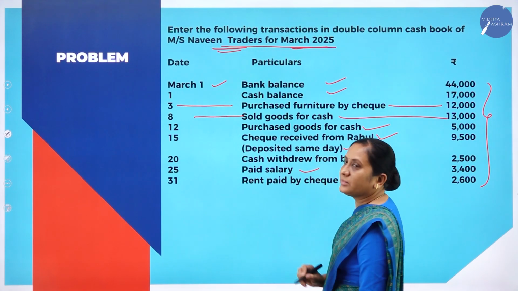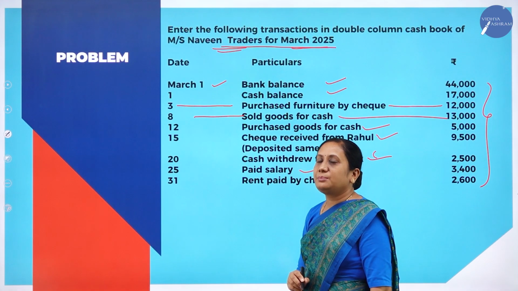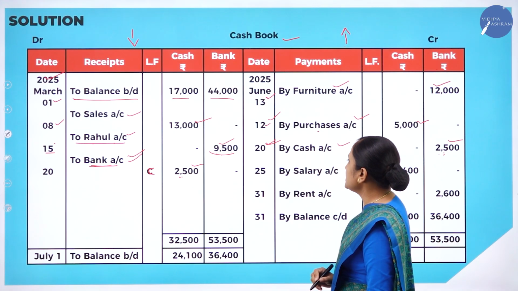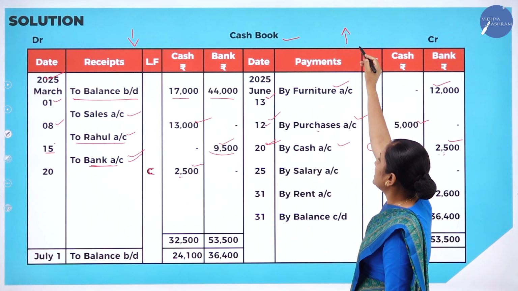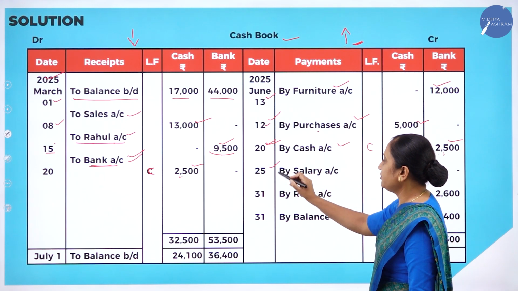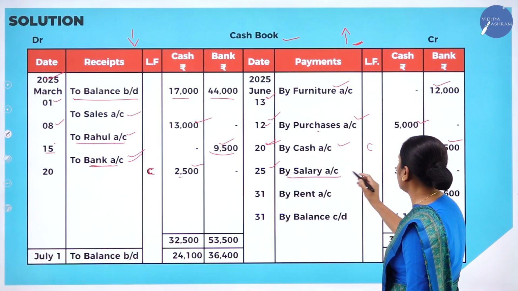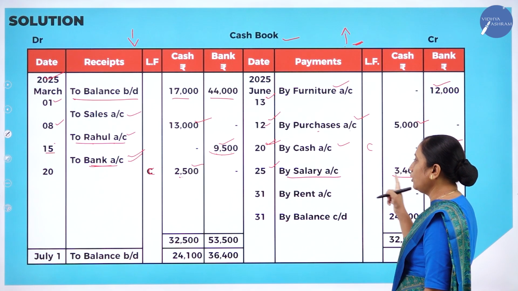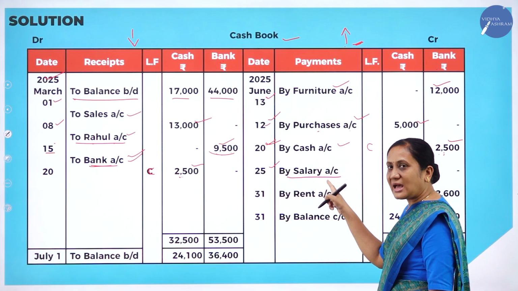Paid salary. The company is paying salary to its employees. Okay, when the company is paying salary, what is happening? There is an outflow of cash. Correct. So by date 25, by salary account 3,400 in the cash column. Cash is going out to make payment towards salary.